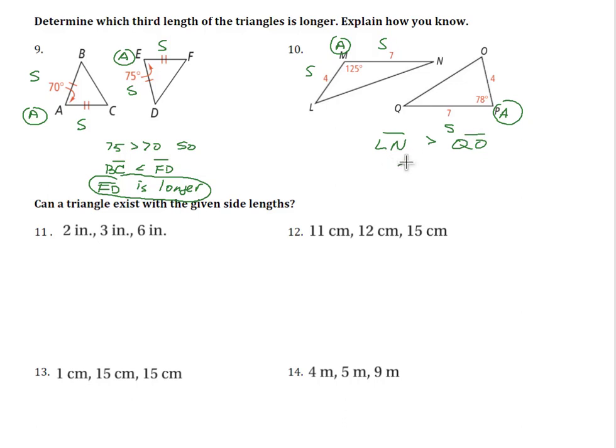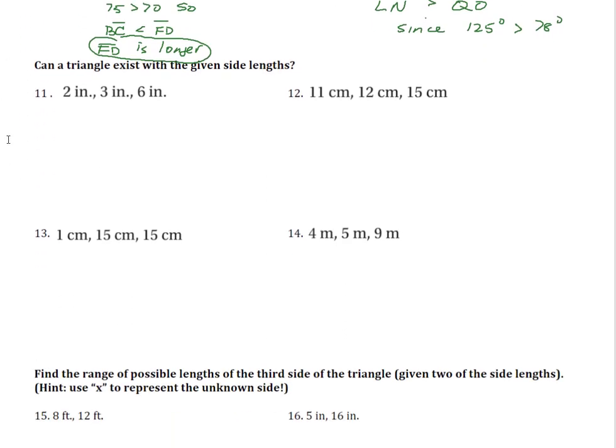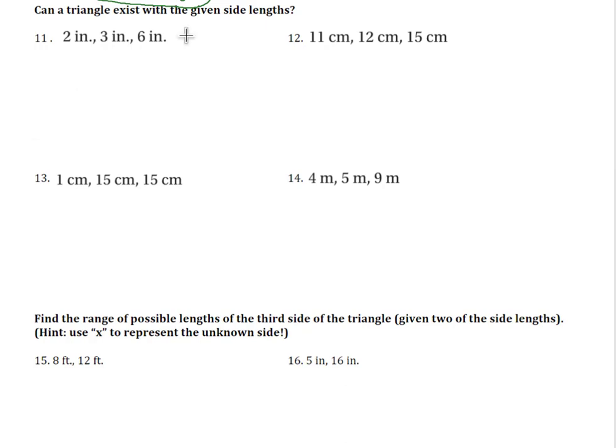And with number 10, when we look at those, we can say that LN is bigger than QO because the 125 is bigger than the 78.